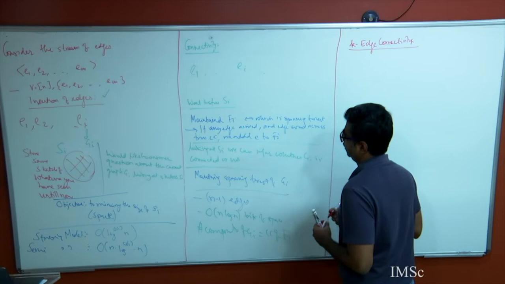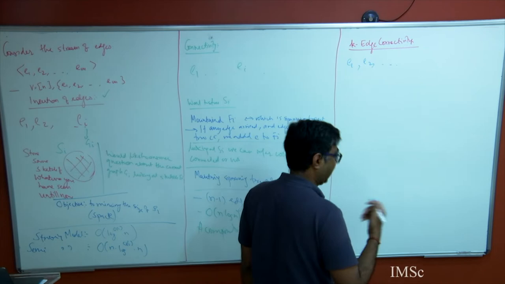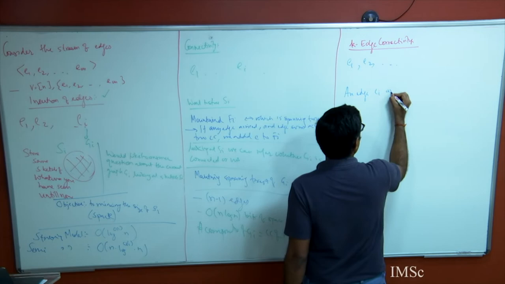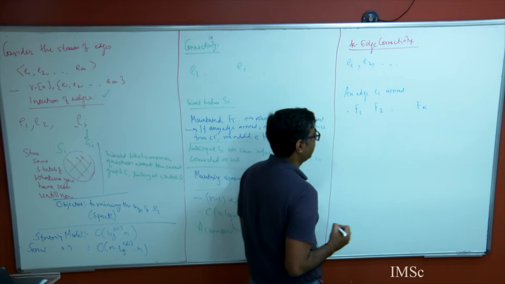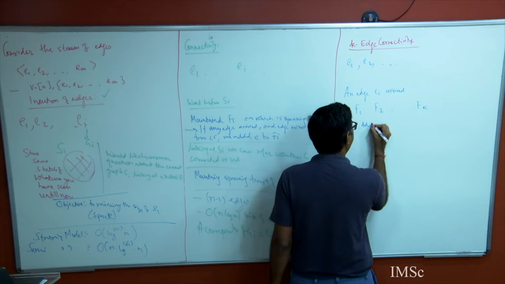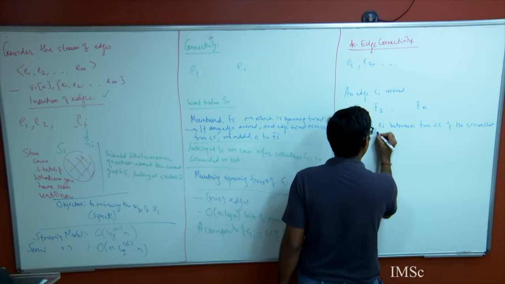K-connectivity. So what did we do? Now what did we store? Edges are coming, E1, E2. When an edge EI arrived, rather than maintaining one forest, we were maintaining F1, F2, up to FK, K forests. And what did we do to EI? We said, add EI between two connected components of the smallest indexed FJ.